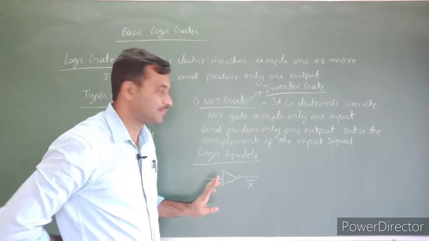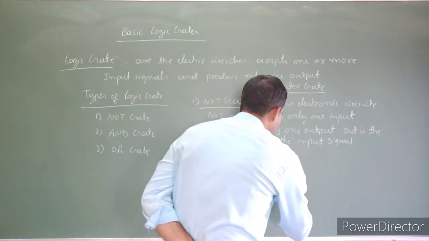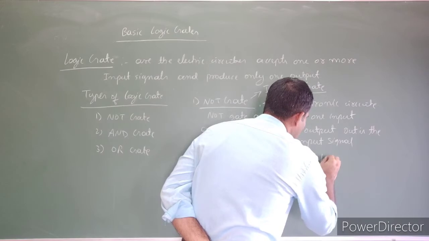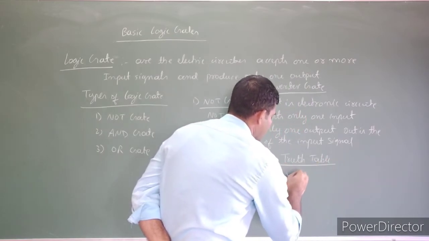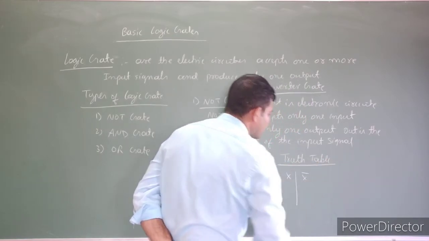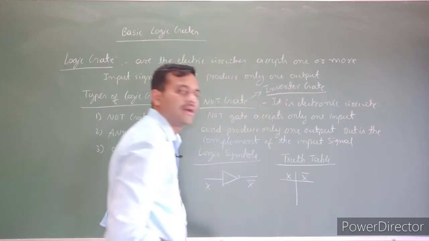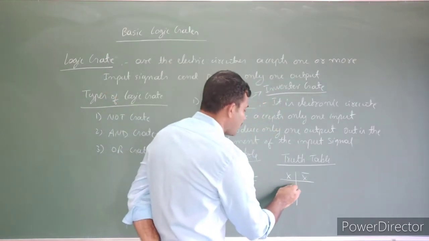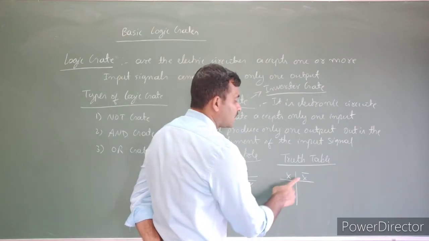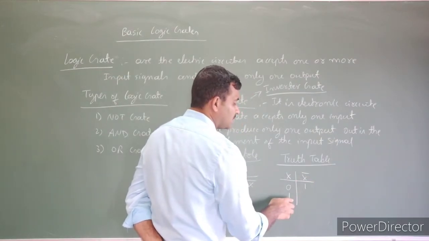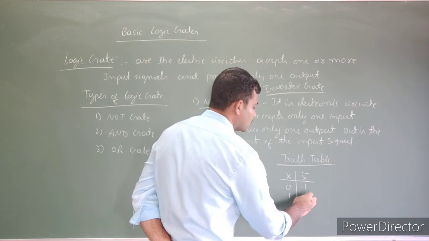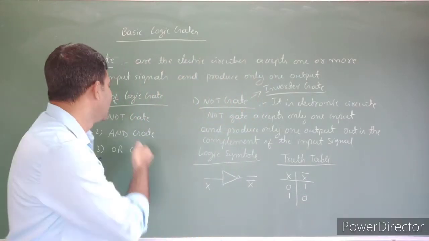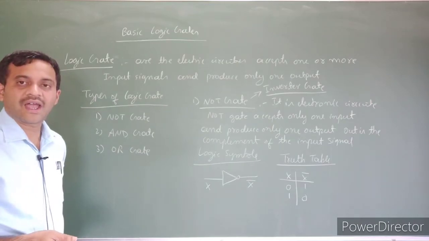See the logic diagram. If you write a truth table for that, it has only one input and produces only one output. The possible input values are 0 and 1. If the input is 0, the output is 1. If the input is 1, the output is 0. That is the meaning of complement. Let's see the next gate, that is AND gate.